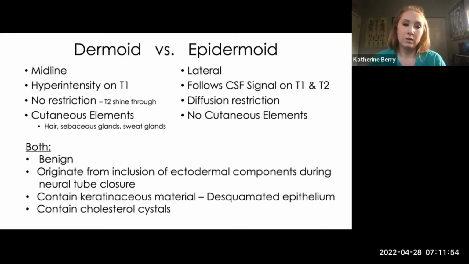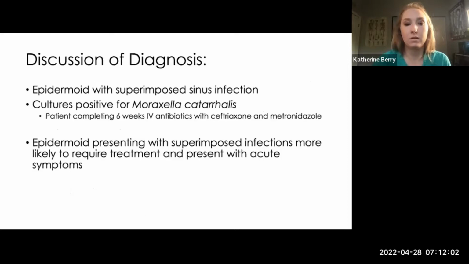Then of course, like I said, they both contain keratinaceous material and desquamated epithelium and cholesterol crystals. And then this patient, since we did have diffusion restriction and knowing what we know about MRI findings, in addition to the histopathology, we made the diagnosis of epidermoid.